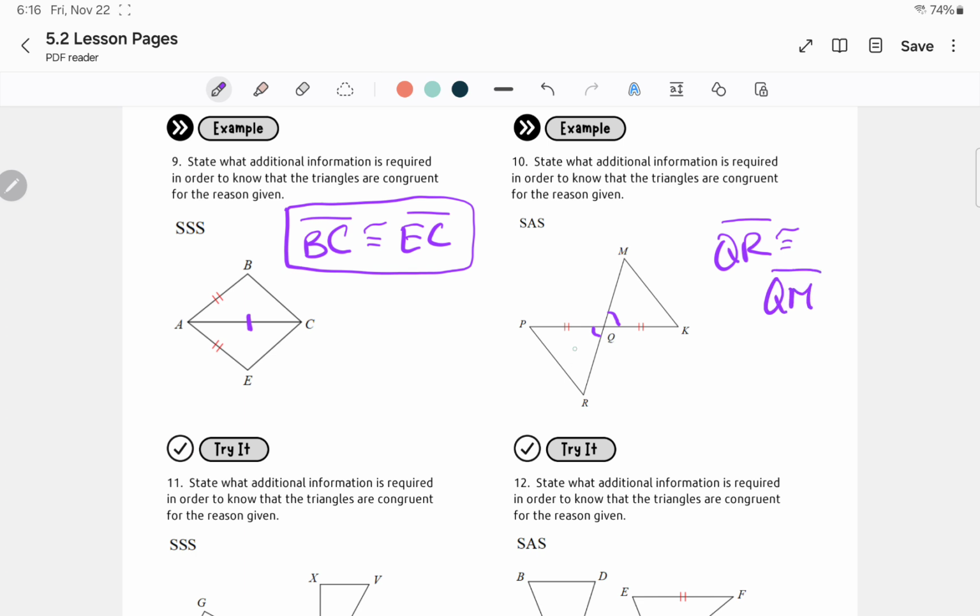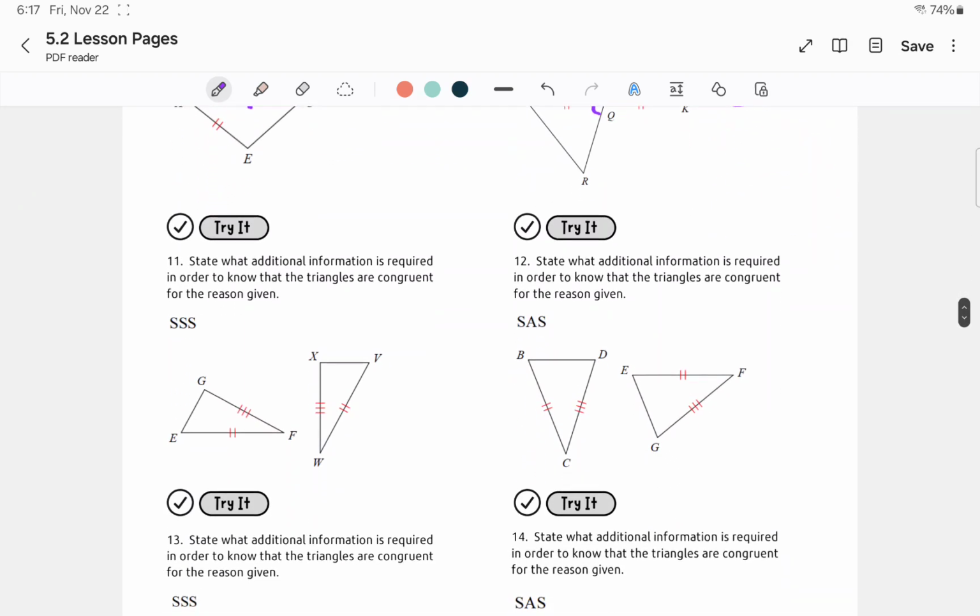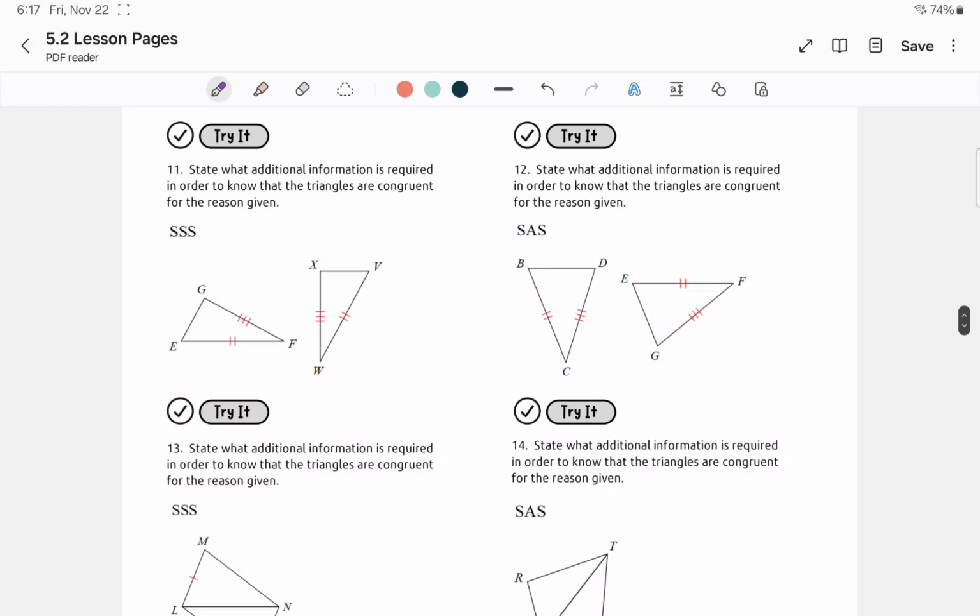And so do you see how if we have this side, PQ, then this angle, then QR, that would be side, angle, side. Just like if we had QK and then this angle, then QM, that would be side, angle, side. So we need to make sure those are congruent in order for us to show that it's side, angle, side congruency. So go ahead and pause and try 11, 12, 13, and 14, and then I will come back with my answer in just a bit.